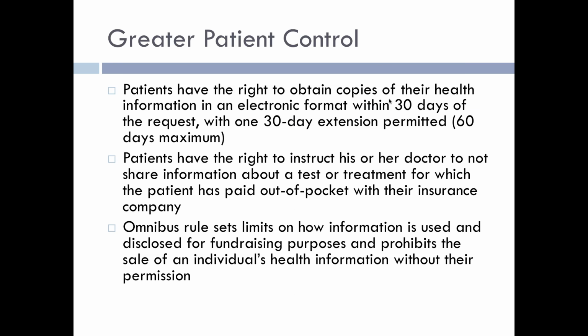The Omnibus rule allows for greater patient control. Now, patients will have the right to obtain copies of their health information in electronic format within 30 days of their request, with one 30-day extension period permitted. So covered entities will have 60 days total to complete this.